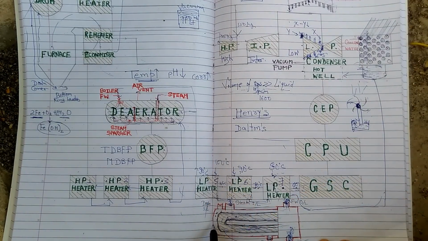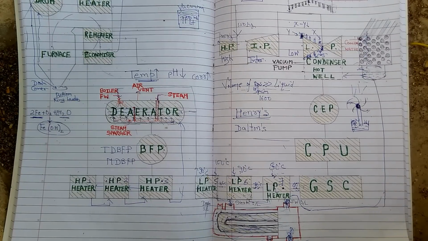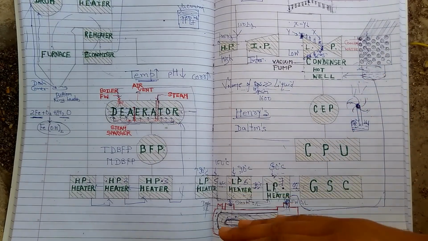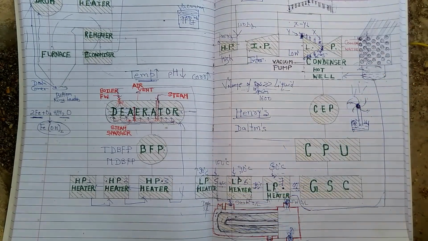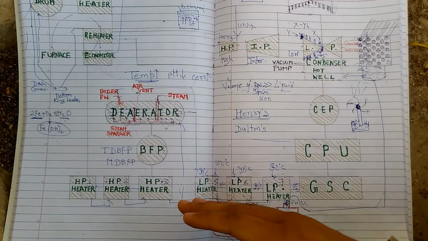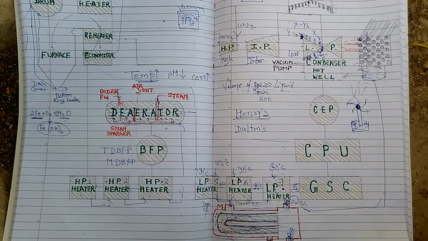Now that condensed steam will get collected at the bottom part of this LP heater. Now I need to drain that condensed water also, otherwise my LP heater levels will keep on increasing. So I do not want that. I need to control those levels also, so I have to keep a close eye on that. Okay, so how can I drain that?